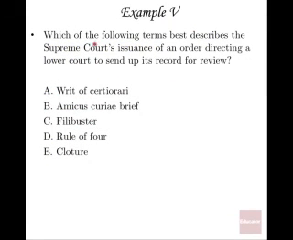And the final example: which of the following terms best describes the Supreme Court's issuance of an order directing a lower court to send up its record for review? This one's really easy. It's going to be writ of certiorari. It's not going to be amicus curiae brief. That's going to be briefs written by interest groups. Filibuster is when a senator is trying to kill a bill on the floor. Rule of 4 is how the Supreme Court decides whether or not to hear a case. And cloture is a way to kill the filibuster.